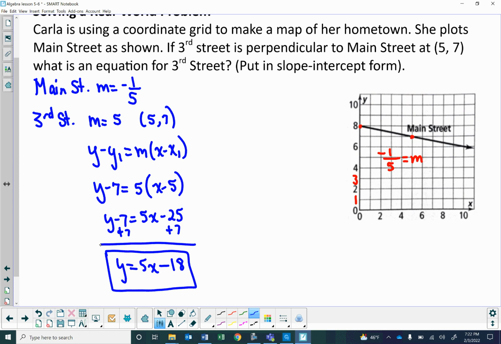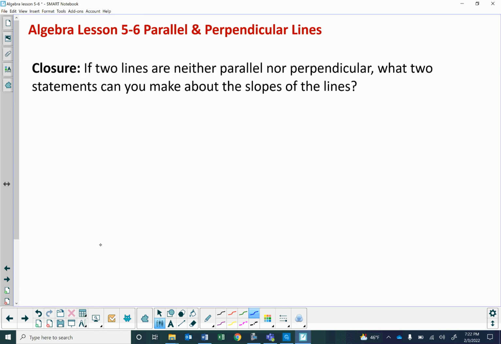All right, let's look at our closure question for today. If two lines are neither parallel nor perpendicular, what two statements can you make about the slopes of their lines? What two statements can you make about the slopes of the lines of equations that are neither parallel nor perpendicular? Please write out your answer to that as your closure question.